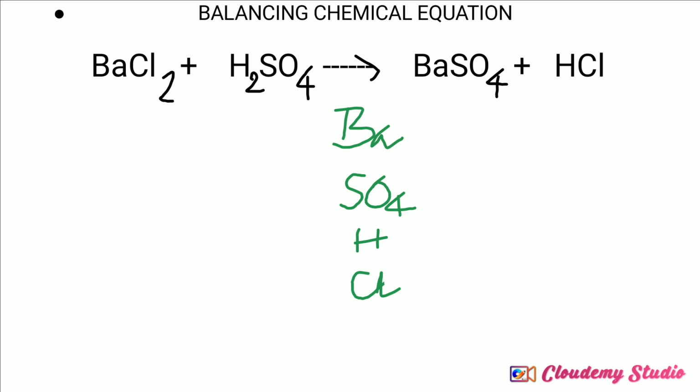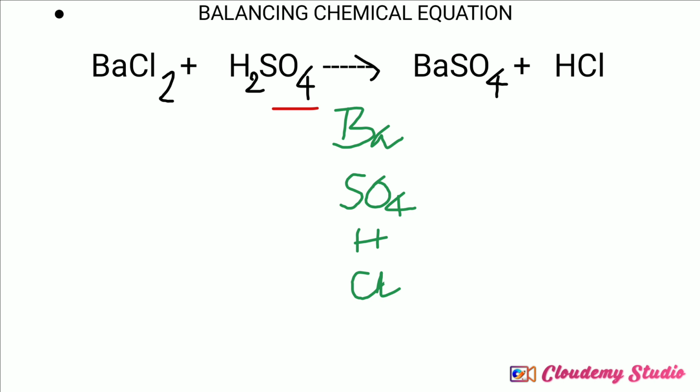Here I have taken sulphate. The sulphate radical is present on both the sides of the chemical equation. On the left hand side it is present in sulfuric acid, and on the right hand side it is present in barium sulfate. So if the polyatomic ion or the polyatomic radical is present on both the sides of the chemical equation, that radical need not be broken into different atoms. Instead, it can be considered as a single unit, like an atom. So we have taken SO4 as a single unit.